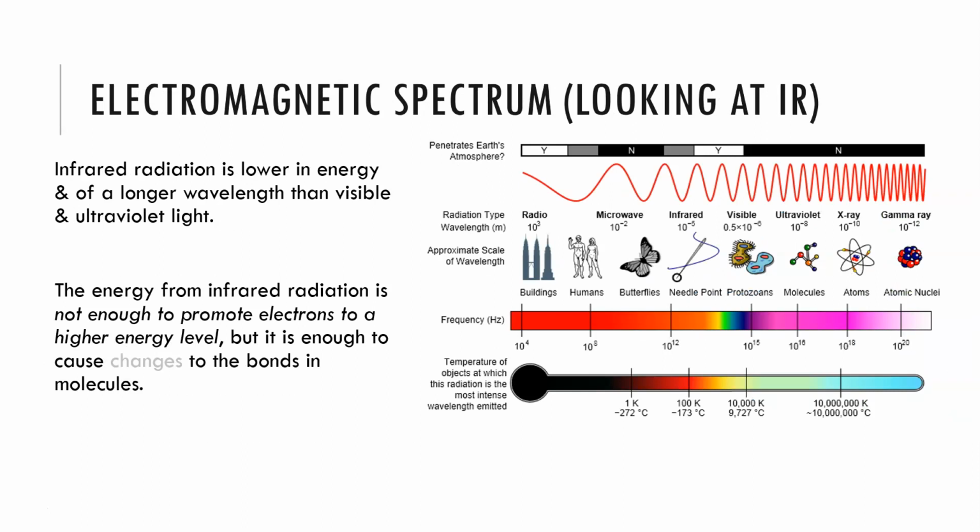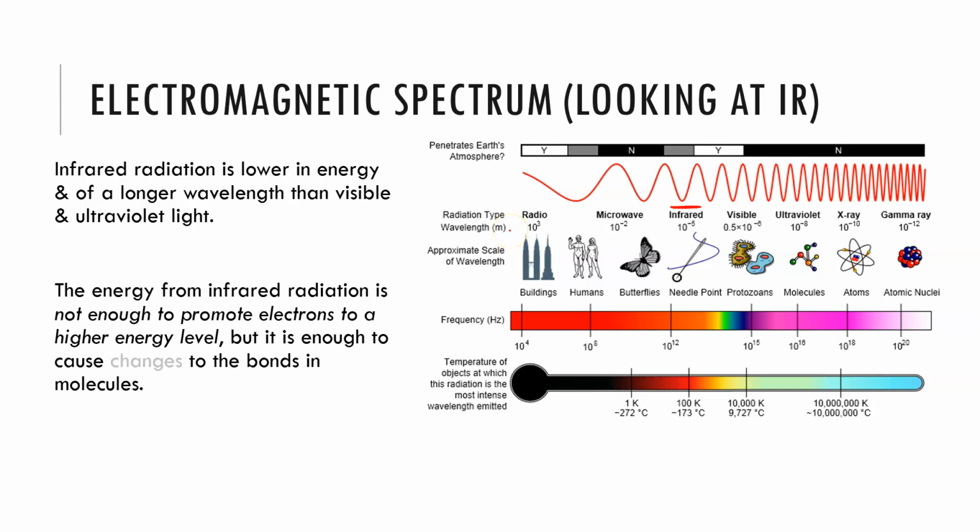So infrared radiation is lower in energy and a longer wavelength than visible and ultraviolet light. If we look at our spectrum here, we can see that as we move from left to right, we get smaller wavelengths, higher energy. So we're in this range here with the infrared being here. And this infrared radiation is not enough to promote electron transitions. So we're not talking about the excitation of electrons as we were with flame colors and AAS, but it is enough to cause changes in the bond movements within molecules.